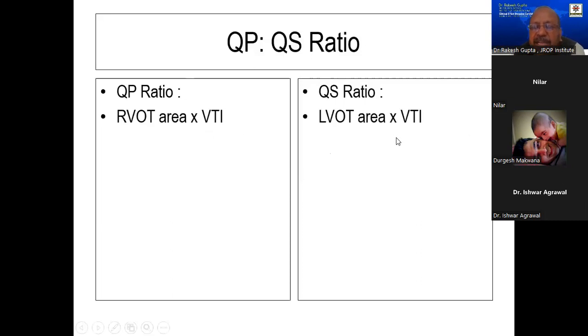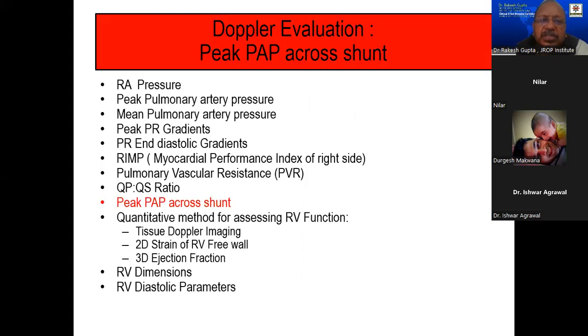Then LVOT area, all of us have done this: LVOT area by parasternal window, and LVOT VTI from the 5-chamber or 3-chamber view, to calculate the Qp/Qs ratio, and that's found to be very, very useful. All of you must have read all these things in previous classes. Based on this, we said this patient has a significant shunt versus no significant shunt. Now, variables are many because LVOT and RVOT measurements are very tricky procedures, but despite that they have definite value in evaluation.